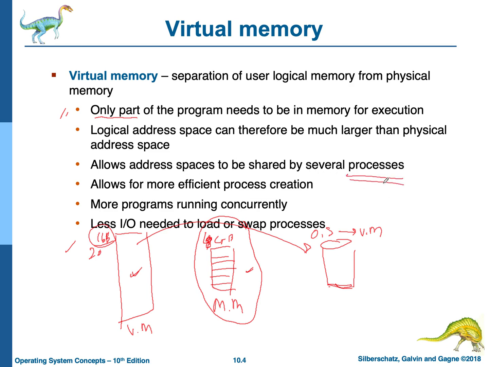I have already given you an example of child and parent processes, which previously occupied separate copies of the same resources. Now we can share those common routines and common data structures between the parent and child processes, or maybe different processes. This allows more efficient process creation, more programs to run concurrently, and less IO needed to load or swap the processes.